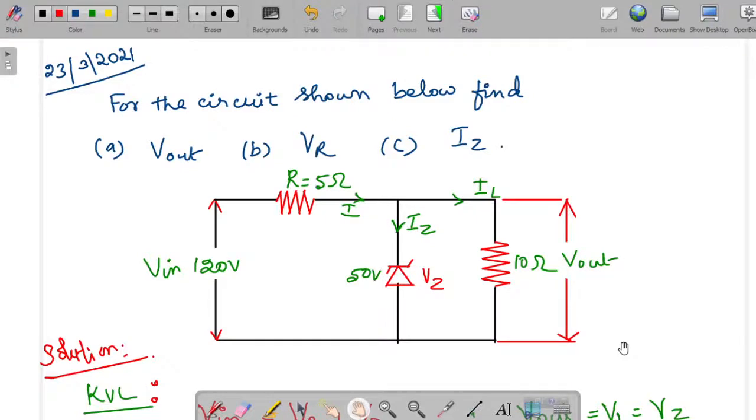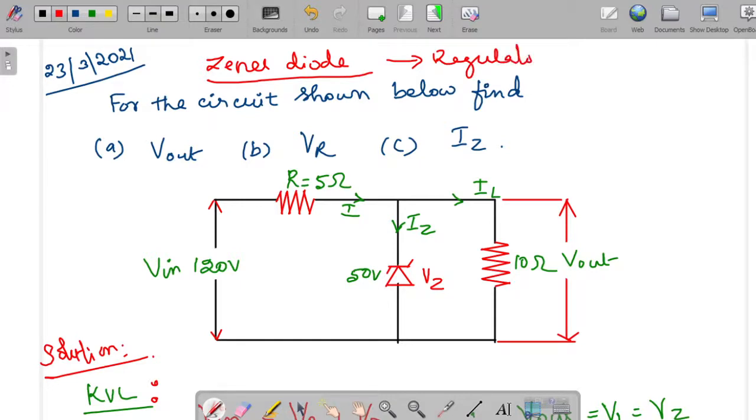So good evening. This is the first problem on the Zener diode. For the regular Zener diode, we know it can be used as a regulator, isn't it? The regulator is the one which will be maintaining a stable output voltage. So based on that regulation, we are having the problems.